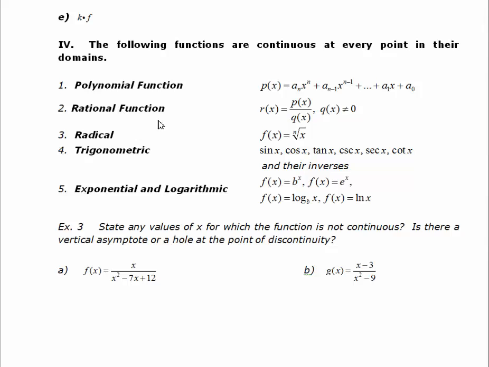Now for a rational function, the domain is all real numbers such that the denominator cannot equal 0, and so it also is continuous on its domain. A radical function is continuous on its domain, so basically the only place where this function would be considered not continuous would be values that are not in its domain. Same thing for trigonometric and logarithmic functions.